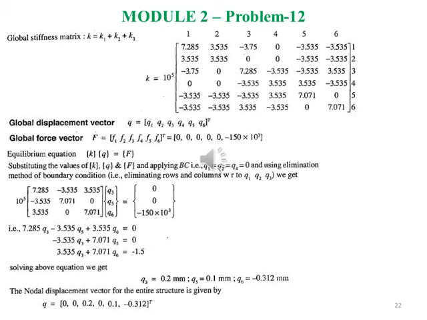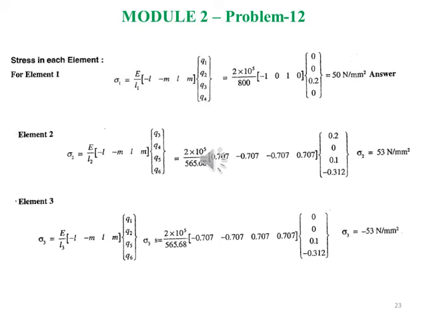So the global stiffness matrix, global nodal displacement vector matrix can be rewritten as 0, 0, 0.2, 0, 0.1, minus 0.312. So next step, direct substitution of formula to calculate the stress in each of the elements. So sigma 1 is equal to E by L into minus L, minus M, L, M into Q1, Q2, Q3, Q4. So all the unknown values are calculated.